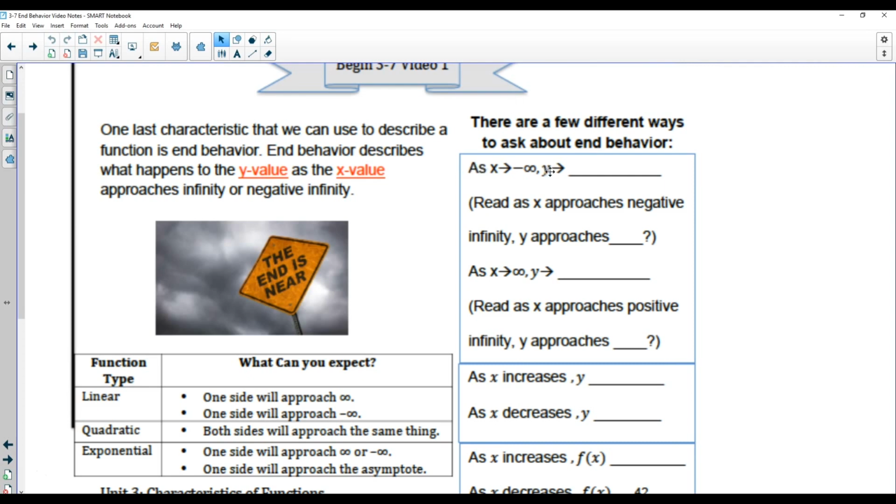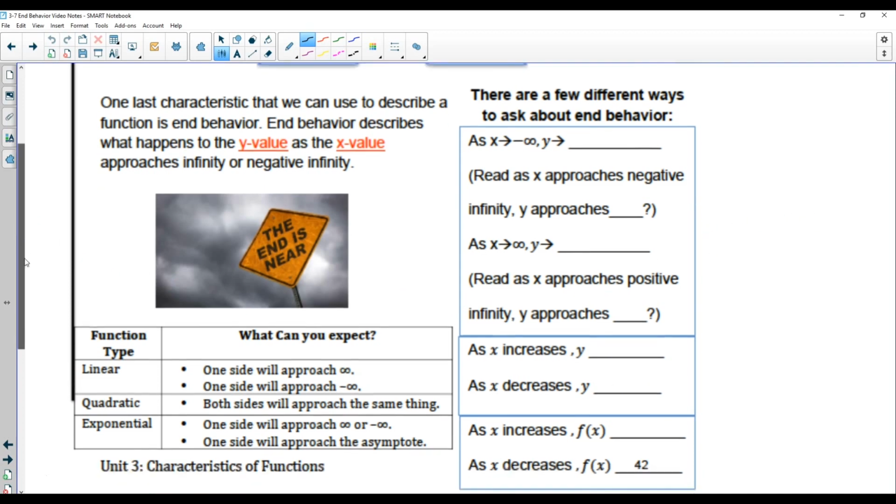Sometimes we write this, which looks confusing, but all it means is: as x approaches negative infinity, y goes to blank. So what's y doing as x gets smaller and smaller? The pairing with that would be: as x approaches positive infinity, y approaches what? So as x gets larger and larger, what is y doing? Another way that we might ask is: as x increases, y blank. So as x goes up, what does y do? As x decreases, y blank.